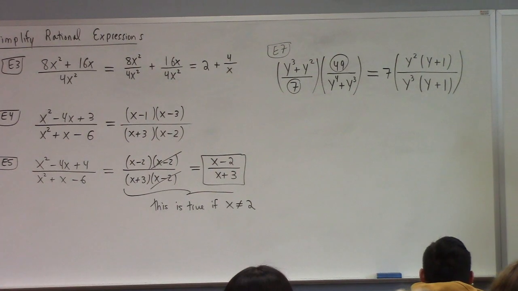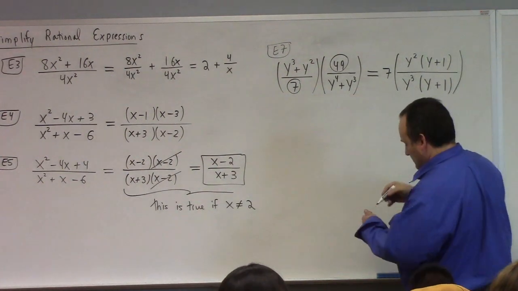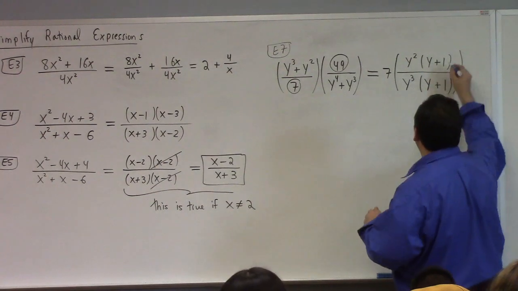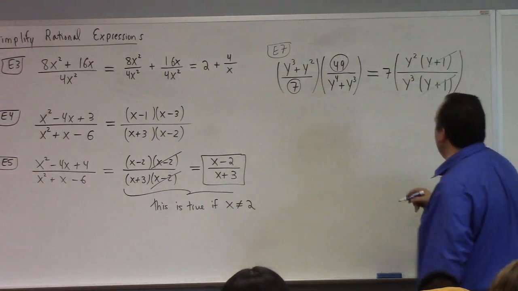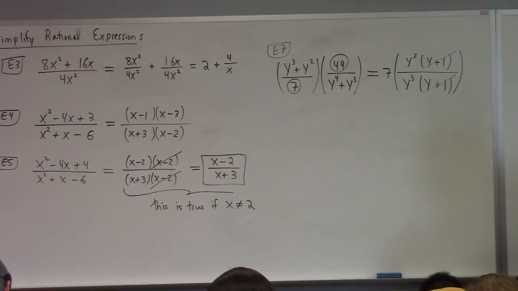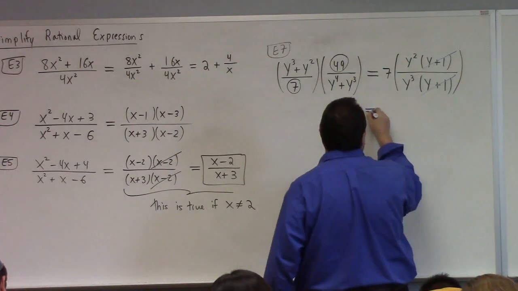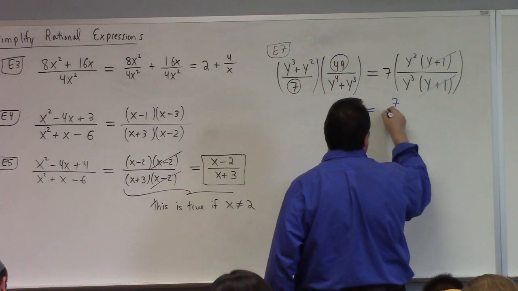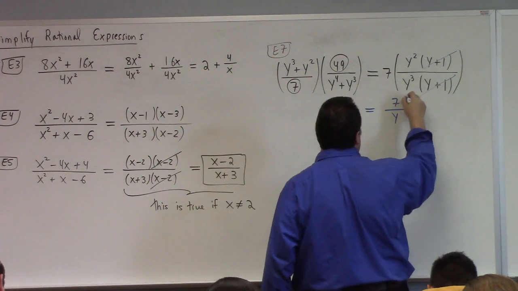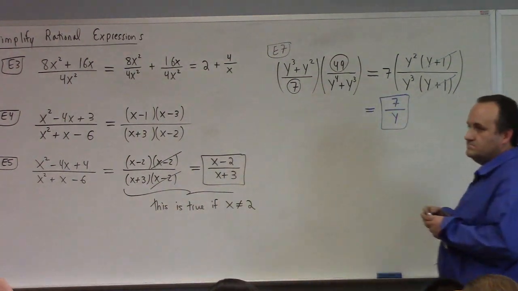y plus 1 and y plus, hey, we could cancel that, right? Yeah. See that? Yippee. So these are like that. Check this out. If I've got a 2 upstairs and a 3 downstairs, that just simplifies to what? Oh, 7 over y. 7 over y. And there you have it.